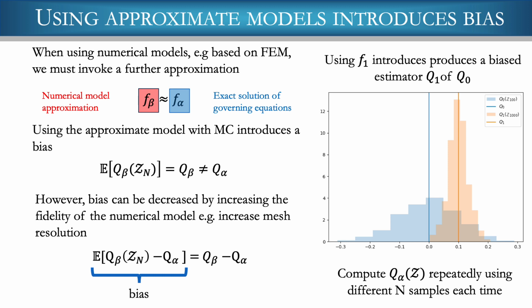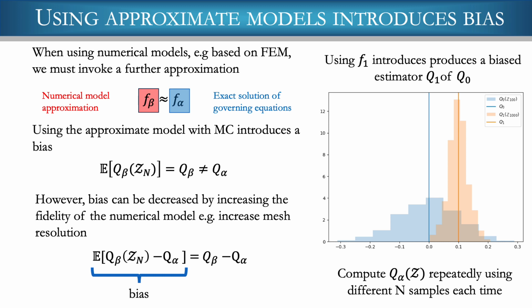Using such an approximation introduces a bias into the estimator. I'll leave it to the viewer to prove that the bias is the difference between the expected value of the two models, but it's not hard. The last proof has all the components you need. Fortunately, when using numerical models, the estimated bias can be decreased by using more accurate approximations. For example, we can increase the resolution of the spatial mesh used by a finite element solver.